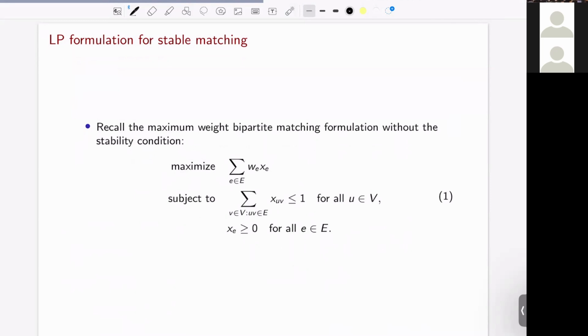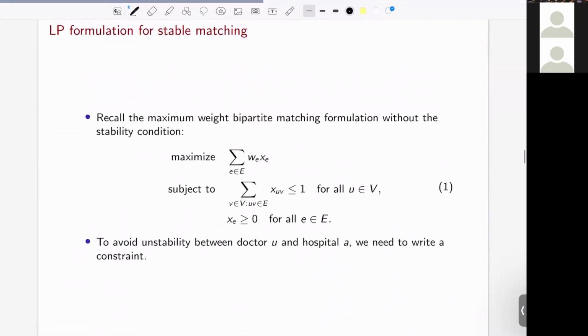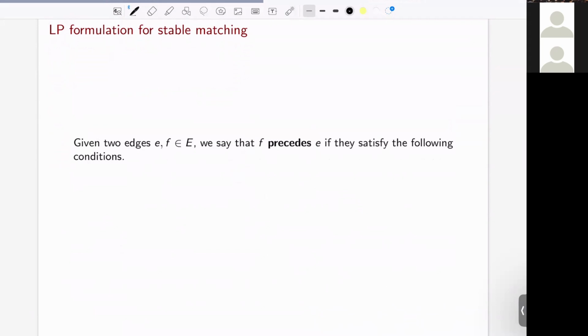So we have this linear programming formulation for maximum weight bipartite matching, right? We want to extend it so that we can consider this preference ranking of doctors and hospitals. But at this point, this formulation does not have a constraint to impose that condition, the condition to avoid the unstable pairs. So I'm going to write down a constraint to avoid it.